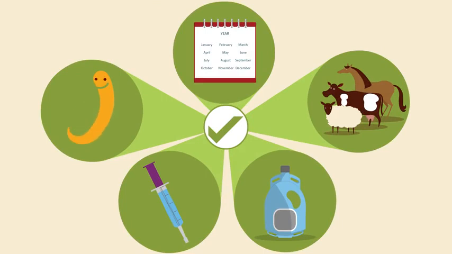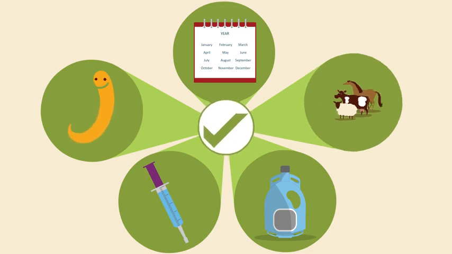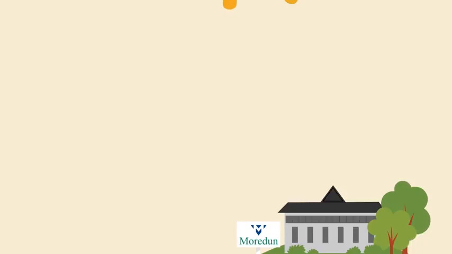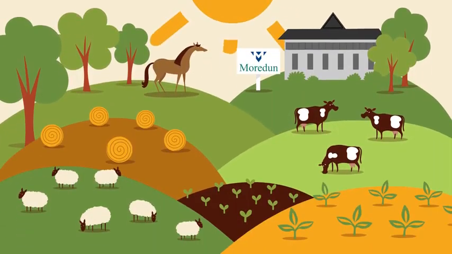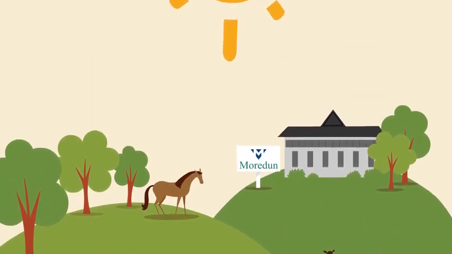By following these approaches, you will slow down the development of anthelmintic resistance and prolong the efficacy of the current products. At Moredun, we are researching options for the control of parasites. This includes the development of vaccines and prolonging the efficacy of treatments through sustainable control strategies.